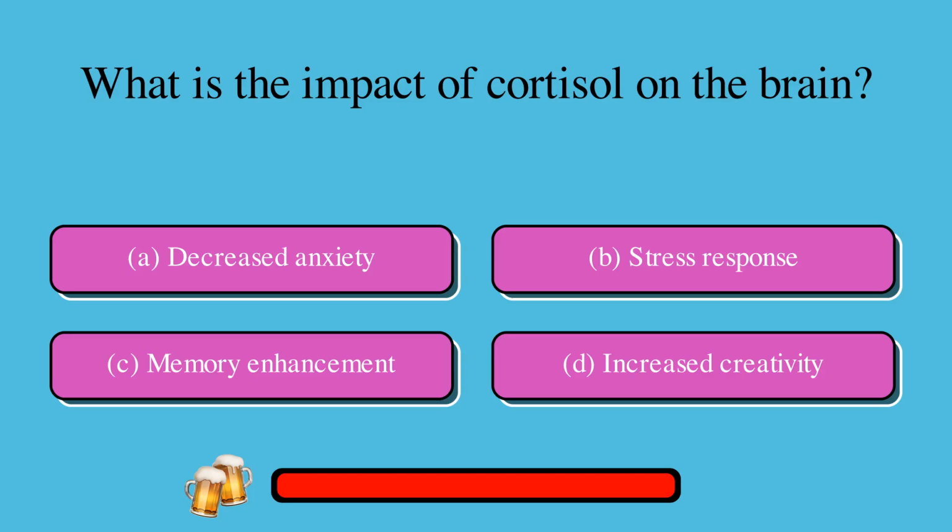What is the impact of cortisol on the brain? A. Decreased anxiety, or B. Stress response, or C. Memory enhancement, or D. Increased creativity. The correct answer is B. Stress response.